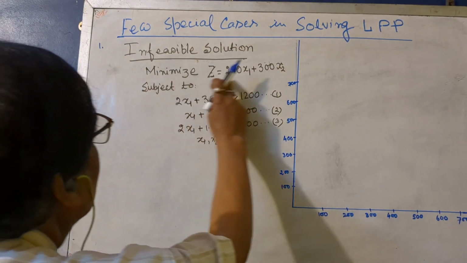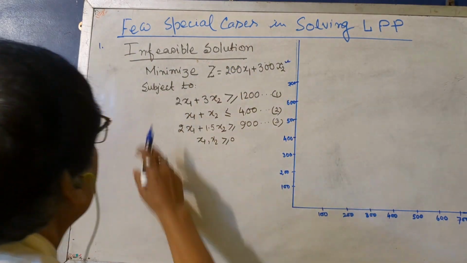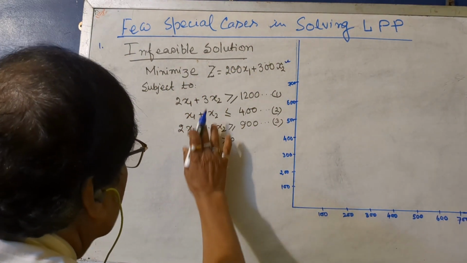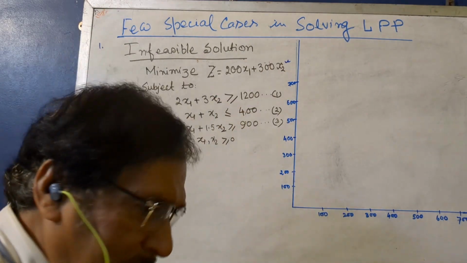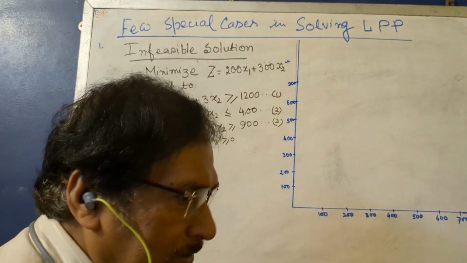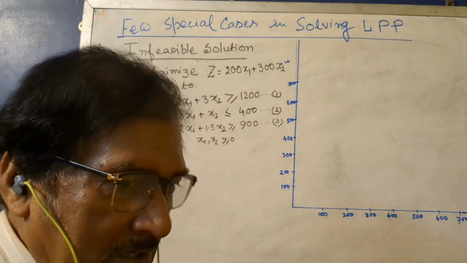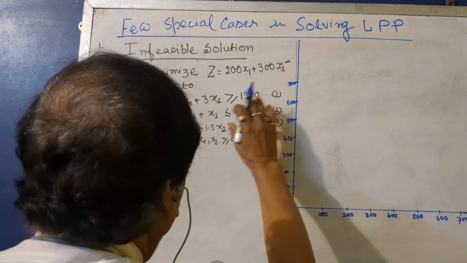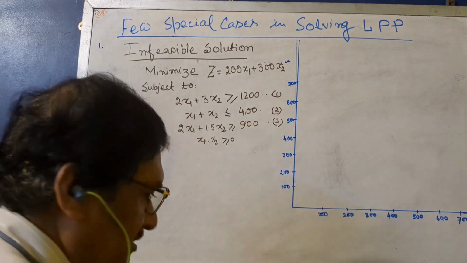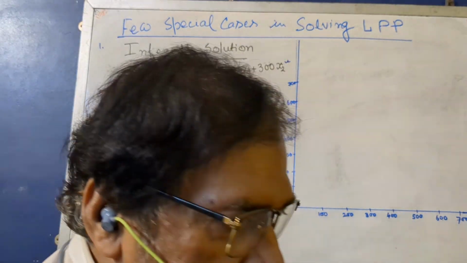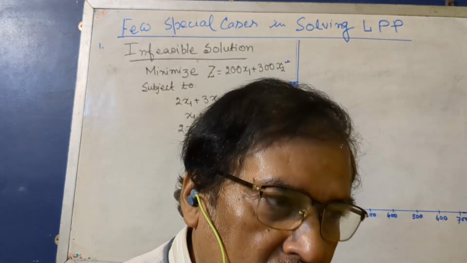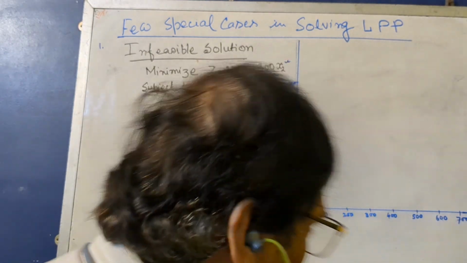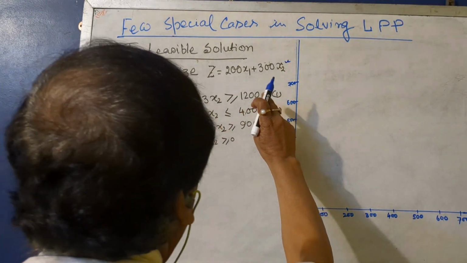The problem is minimize this function subject to these constraints. So I am taking the graphical method to understand this infeasible solution. First, you have to plot the graphs on the graph paper, all these constraints. How we'll draw the graph that I have discussed in my previous problem. If you have any doubt, you can check. But still, again, I am doing this problem.